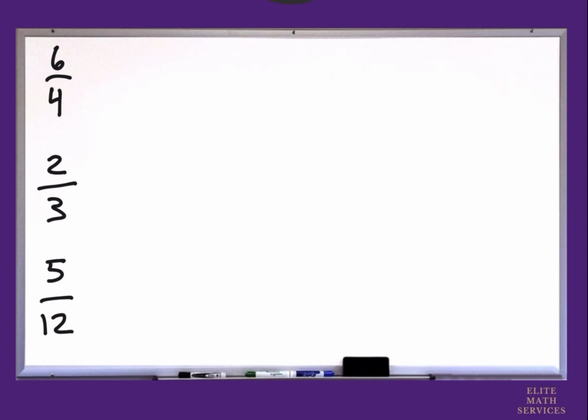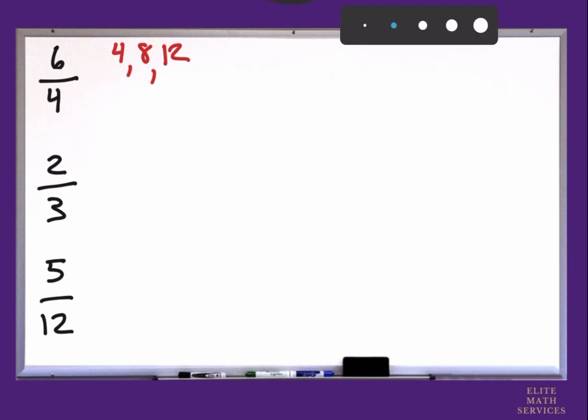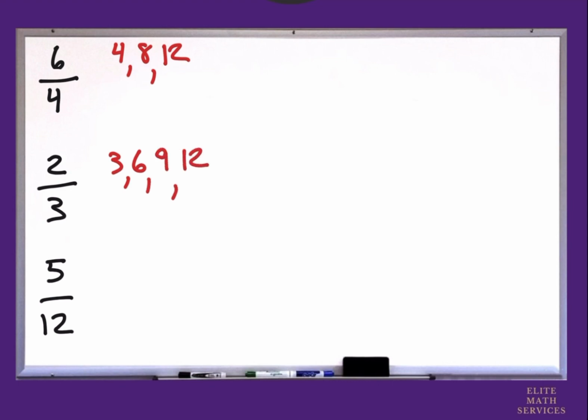The first thing we do is we need to write out our multiples for each denominator. So for 4, we're going to start out with 4, 8, 12. We can stop there because we do have 12 already. Then we go to multiples for our fraction with the denominator of 3, which will be 3, 6, 9, and 12. Once again, we can stop there because we have 12, which we had previously in our 4 multiples.